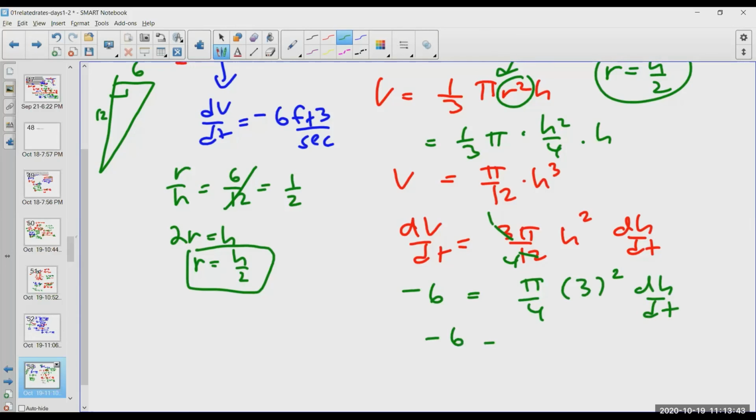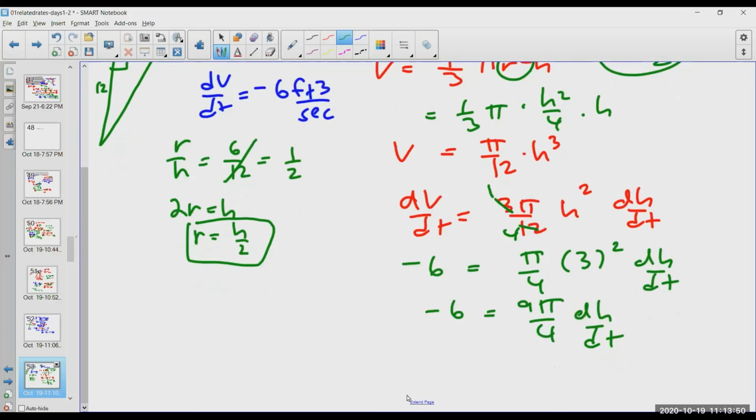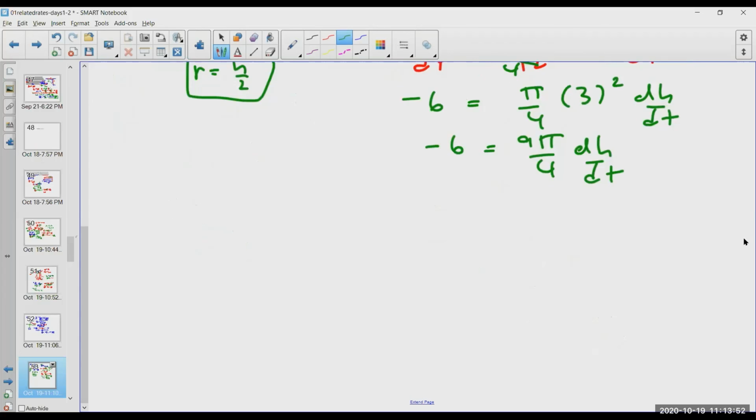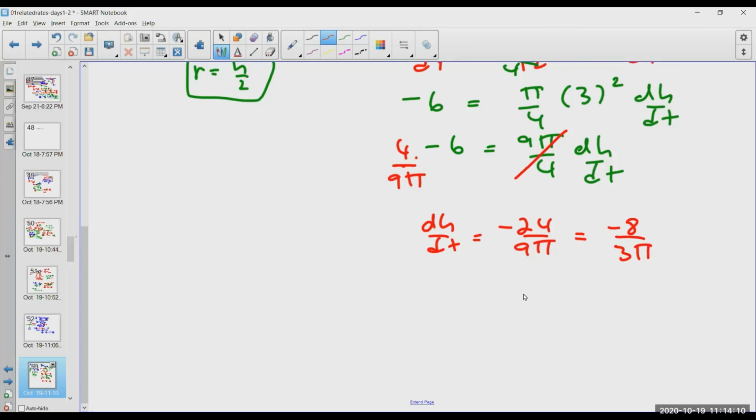So this is negative 6 is equal to 9 pi over 4 dH/dt. Okay, how do you solve for dH/dt here? Will you multiply both sides by 4 over 9 pi, right? So I get dH/dt is equal to negative 24 over 9 pi. Does that simplify any? I can divide by 3, so it's going to be negative 8 over 3 pi. Guys, do not bring the pi to the top. There's no reason that pi goes in the top. The pi's in the denominator.